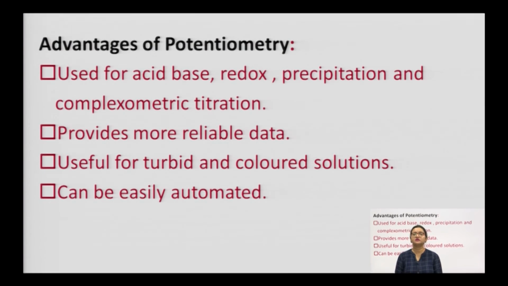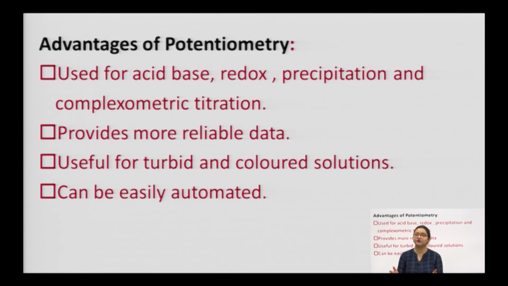So, for those kinds of solutions, if turbidity is there or it shows a deep intense color which is not supposed to be shown as per the protocol, then you can easily follow the potentiometric method, or potentiometric titration, which can easily determine the electrode potential. Then the last advantage or application of potentiometry is that it can be easily automated.